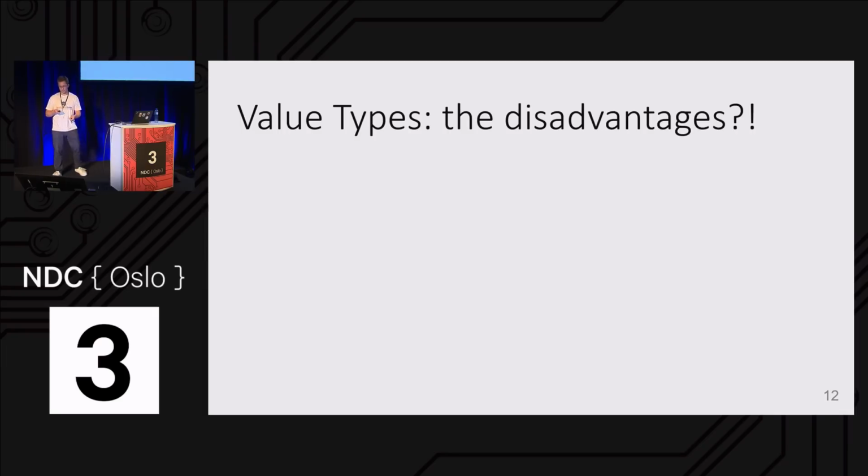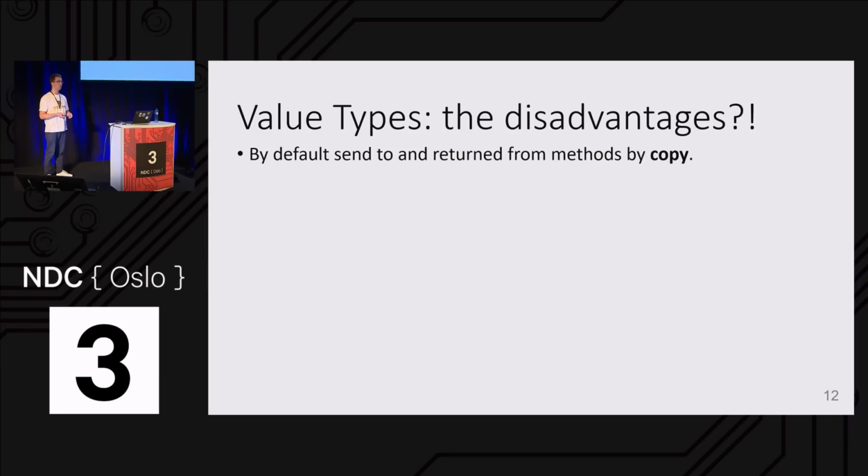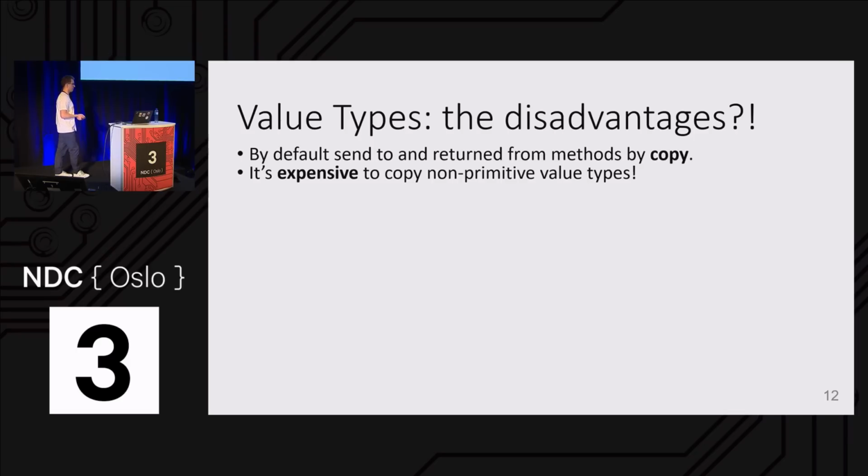By default, they are sent to methods and returned by copy. And it's expensive to copy. If you have a structure that has 5 fields, and you just send it to another method, all 5 of them are going to be copied. When you're doing this with reference types, only the value of the pointer is copied, a single thing. So the copying is also not obvious when it happens.